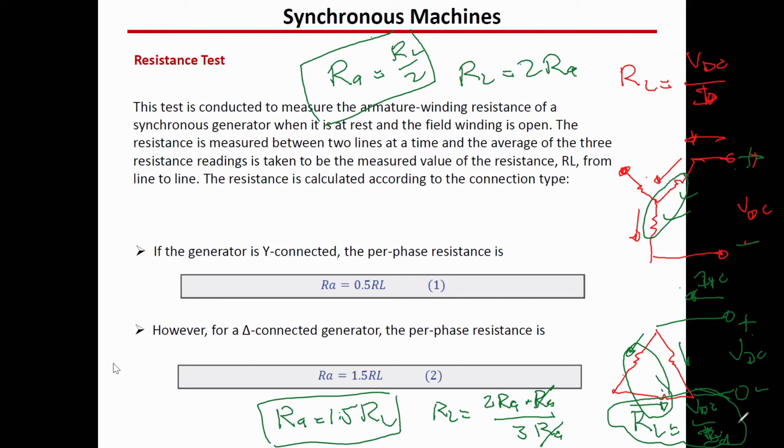So it depends on the connection. If it is Y connection, you apply the test, you find the value of the resistance between the terminals, and RA will be 0.5 of that resistance. If it is delta, you apply the test, you find the resistance between the two terminals, RA will be 1.5 times whatever we find on that test.